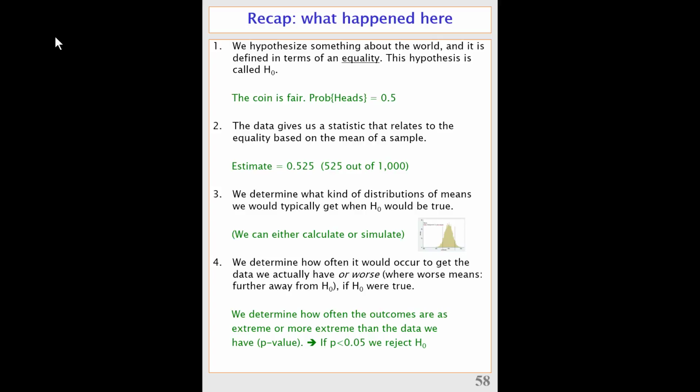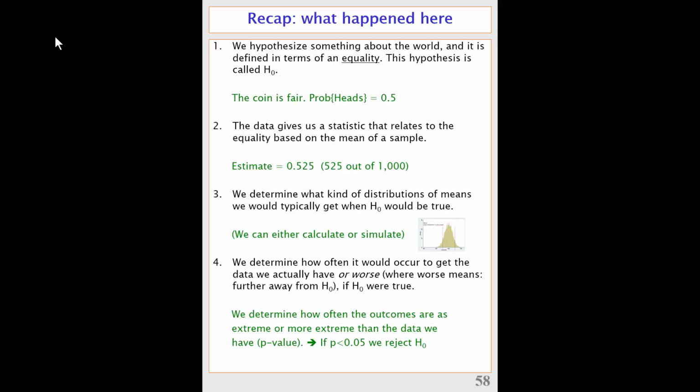Okay, so let's recap, because now we're getting to where I want to go actually, and that is that all statistical tests are basically of this kind. First we start with some hypothesis about what the world is like, and that hypothesis must involve an equality, something that we can calculate with. If you don't have this, there's nothing to do. Here, coin is fair, probability of heads is 0.5. Or probability of heads is 0.6 would also be good to work with, because it's an equality.